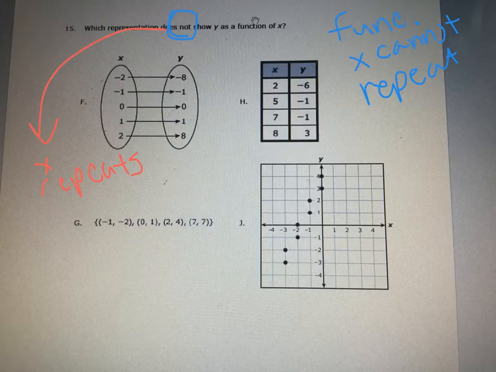We start with letter F. -2 doesn't repeat, -1 doesn't repeat, 0 doesn't repeat, 1, 2, none of those repeat. They all go to one place, so it's not letter F. Look at letter H. Down the x column right here, none of my x's repeat, so that's not the answer. If you look at G, the ordered pairs, I have -1, 0, 2, and 7. None of those repeat, which means we hope it's letter J, and we can prove it's letter J because when I draw these vertical lines, I touch more than one point, which means it fails the vertical line test, which means it's not a function, so it's letter J.